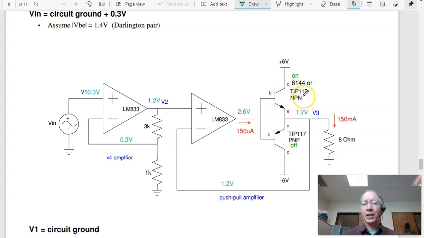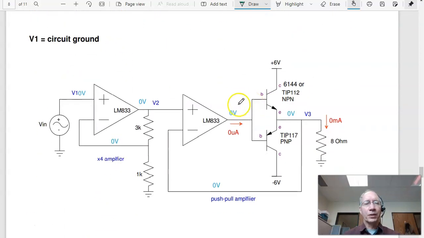This has a gain of 1,000 if you use the TIP. So it's the 150 milliamps divided by beta plus 1. And the voltage here is your 1.2 plus whatever VBE is. If it's a Darlington pair, it's plus 1.4 volts, 2.6 volts. If it's a 6144, it's plus 0.7.